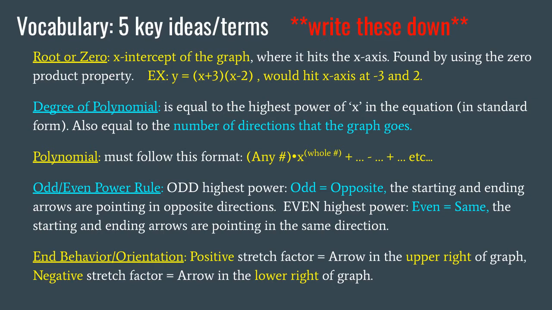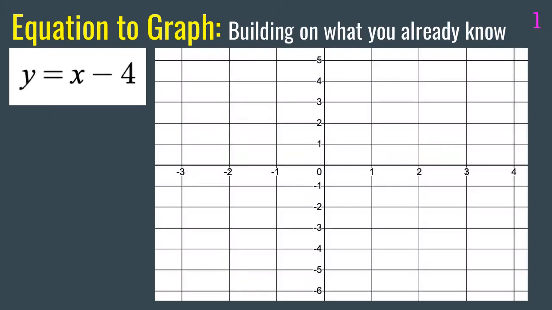All right, these are the 5 big key ideas. We've walked through them now. You should have those written down because now we're going to use them to try to build our graphs from our equations. So here we go. Equation to graph, building on what we already know. You already know some things, so we should be able to do this.